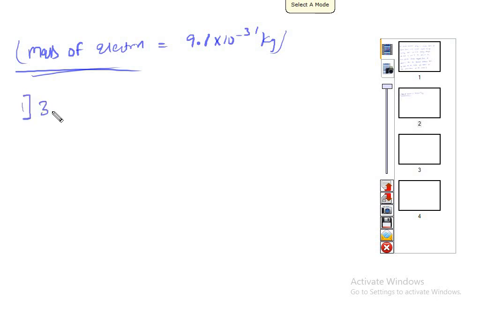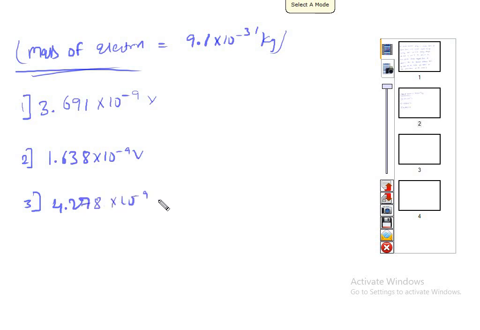The options are: 3.691 into 10 to the power of minus 9 volt. Second option, 1.638 into 10 to the power of minus 9 volt. Third option, 4.278 into 10 to the power of minus 9 volt. Fourth option, it is 2.347 into 10 to the power of minus 9 volt.